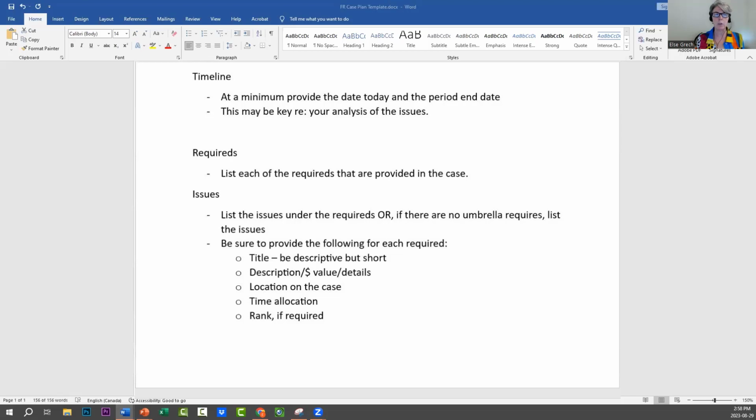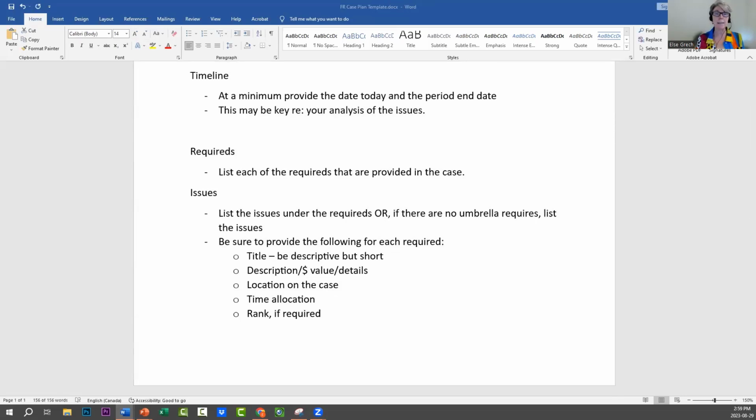And then the issues. And list the appropriate issues under the requireds. And if there's no requireds, then you can just list all the issues. Be sure to list a title, descriptive but short, right? So something like revenue recognition or inventory valuation. Then you want some kind of description, dollar value details. This is the details that you think are critical when you're going to write your submission to the client.